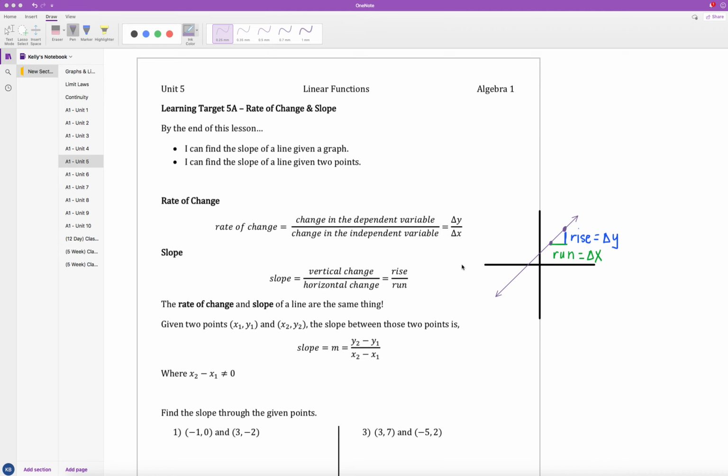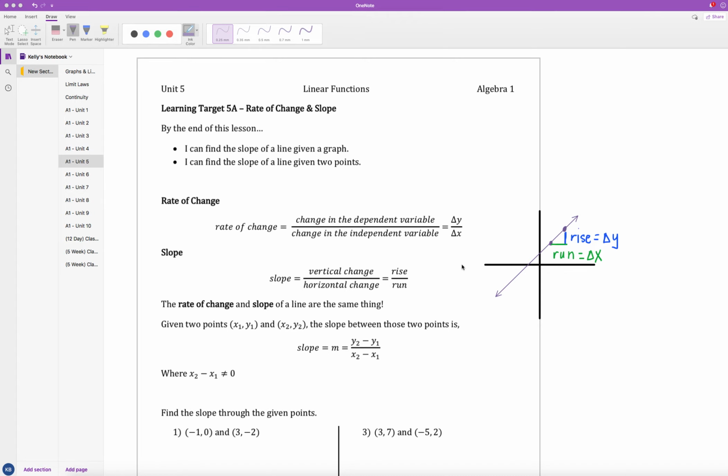Beginning of Unit 5. Unit 5 is all about linear functions. And in this video, we're going to talk about learning target 5A, which is rate of change and slope. By the end of this video, you will be able to find the slope of a line given a graph and find the slope of a line given 2 points. So we'll be able to compute the slope from a visual representation as well as from an algebraic perspective.